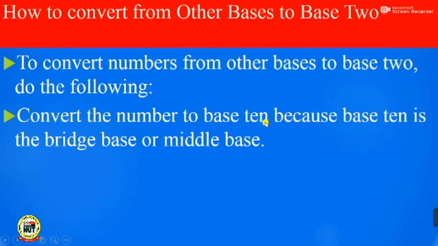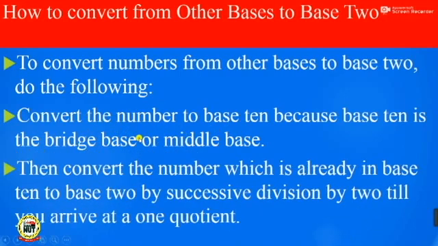Take for instance, you want to convert from base 3 to base 2. You must first of all convert the number in base 3 to base 10. Base 10 is the midpoint. Base 10 is just like your terminal, or just like a bus stop where you have to start from. Then aside that, you convert the number which is already in base 10 to base 2 by successive division by 2 till you arrive at a quotient of 1.